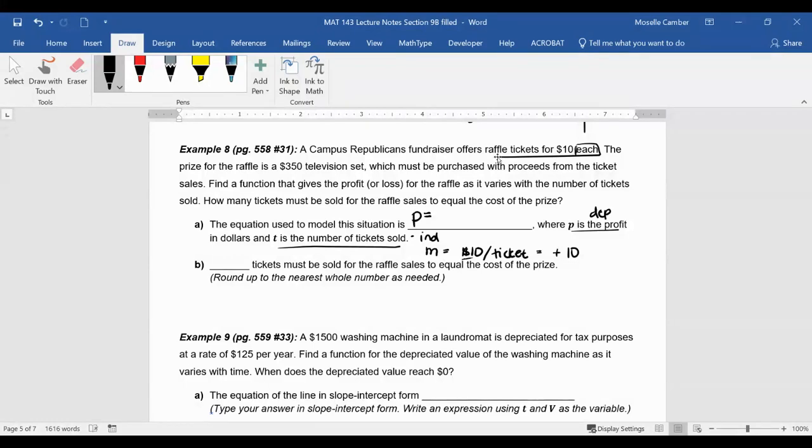Okay, now profit comes from all the money you get in minus all the money you get out. So at the very beginning, you haven't made any money, right? But you do know that at some point you're going to have to purchase this $350 television set. That is your money out. So initially, you start with zero money in, and you lose that $350. So the initial profit is actually going to be a negative $350.